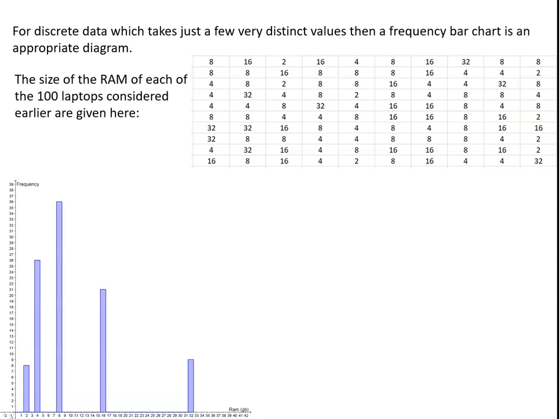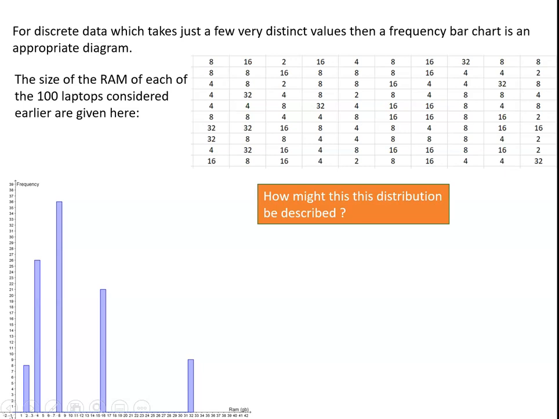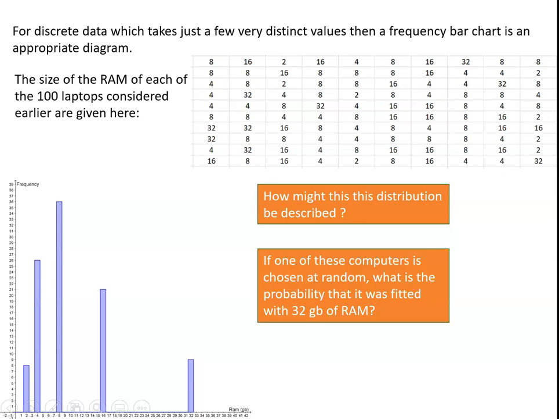And what I'd like you just to think about before you finish this video off is how might you describe this distribution, and if one of these computers is chosen at random, what is the probability that the computer chosen is fitted with 32 gigabytes of RAM? So have a think about those two questions. When you've got answers for them, stop the video, we're done.